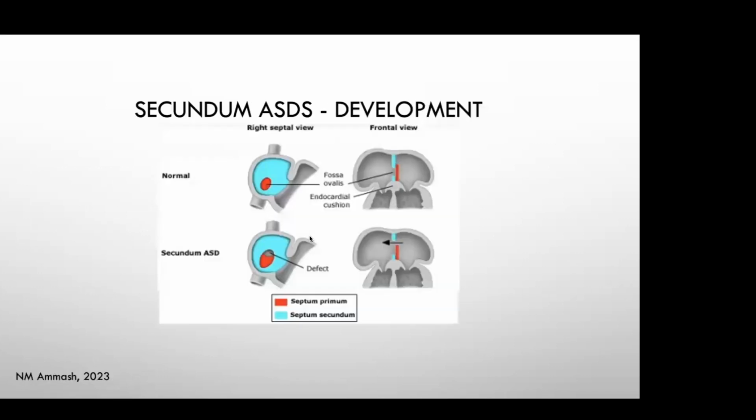So coming back to our diagram, Secundum ASDs are essentially a residual flow between the septum secundum and the septum primum, either caused by excessive absorption of the septum primum or insufficient growth of the septum secundum over top of the hole. And it's the only ASD that actually occurs within this fossa ovalis.